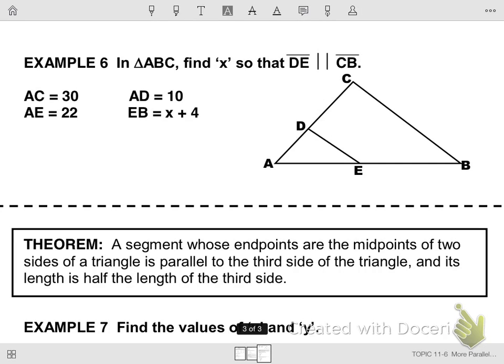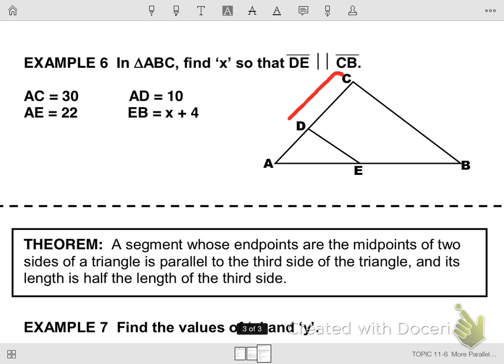Alright, in example 6, our goal is to find x so that we can prove that line segment DE is parallel to line segment CB. So do we have enough information? Do we need to take the information we're given and find additional numbers that we need?